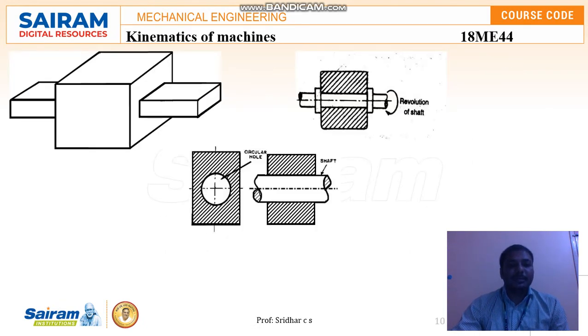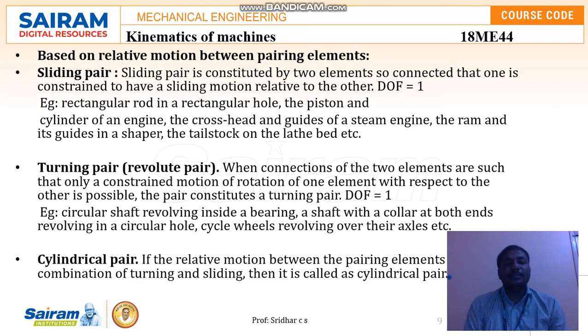Sliding pair: we have discussed the classification based on relative motion. Sliding means only one degree of motion is produced between the two elements. What is that one degree of motion? Only sliding movement can take place, and no other motion. A sliding pair is constituted between two elements connected such that one is constrained to have a sliding motion relative to the other. The DOF, the degree of freedom, is 1. It means it can produce only sliding motion.